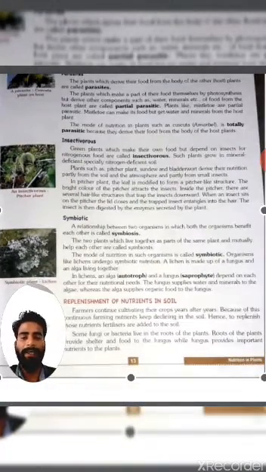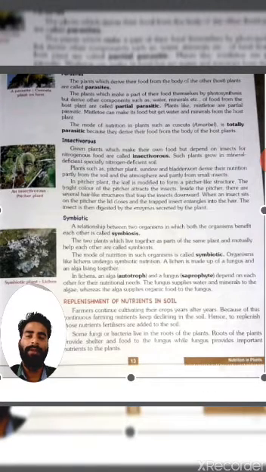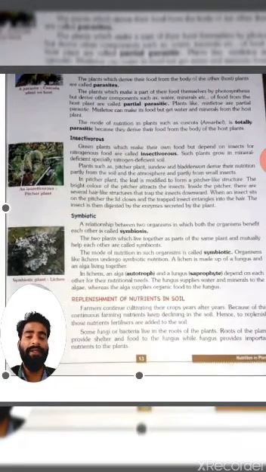After that, replenishment of nutrients in soil. Farmers continue cultivating their crops year after year. Because of this continuous farming, what happens? Nutrients keep declining in the soil. Hence, to replenish those nutrients, fertilizers are added to the soil.